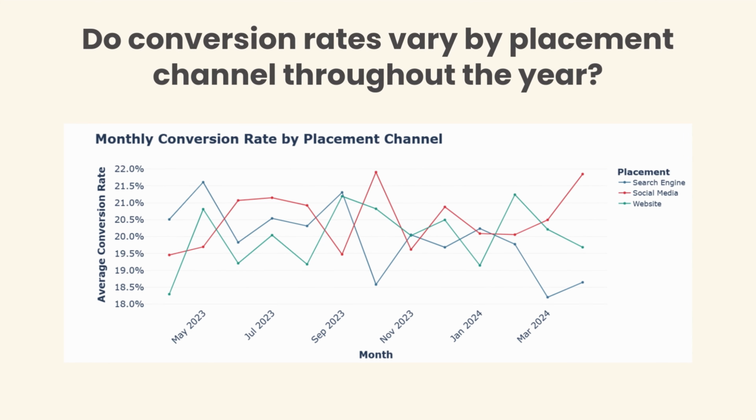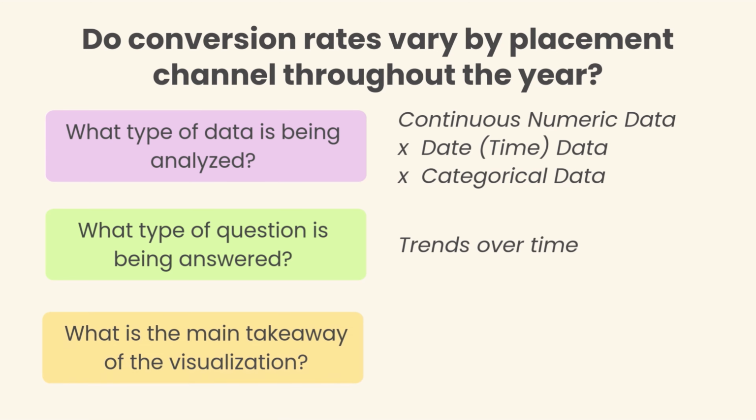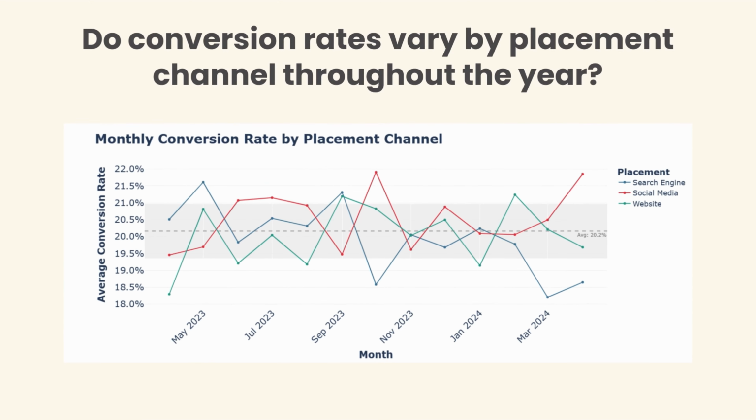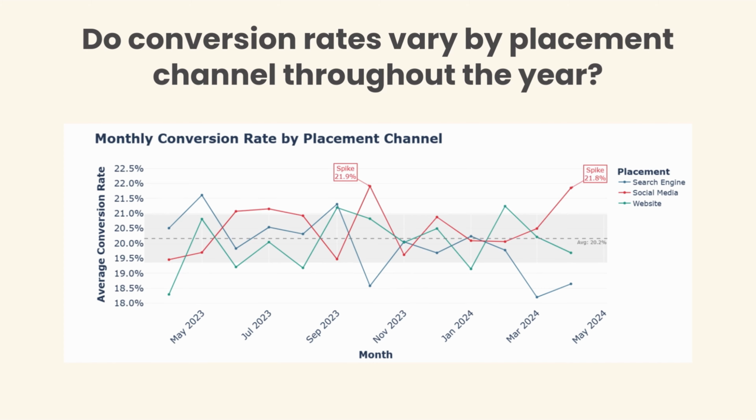So when we look at this chart, what's our main takeaway? Well, here we can see that the placement channels seem to perform about the same over time, and that there's no real upward trend for any of them, but there are occasional spikes in the social media placement. So we can highlight that a little bit more by adding shading around the average conversion rate to really emphasize that there's no upward trend. And we can annotate some of those spikes to kind of draw attention to them as well.